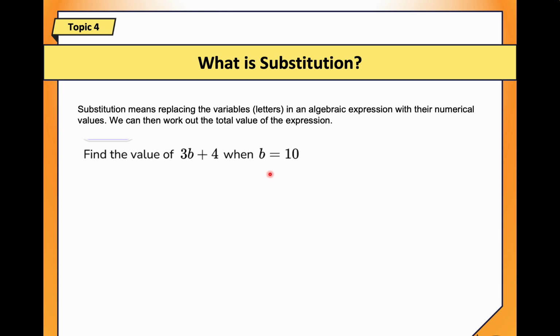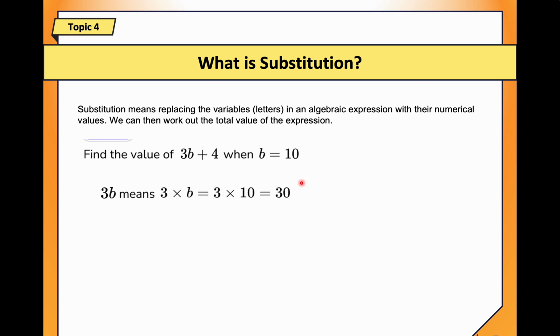Check this out. If I have an expression like 3b plus 4, and we are told that b is the value of 10, what we need to do is to substitute, to remove b and to put a 10. If I have 3b, it means 3 multiplied by b. So if b is equal to 10, it means 3 is multiplying 10 to give me a 30. A 30 plus a 4 gives me a 34.